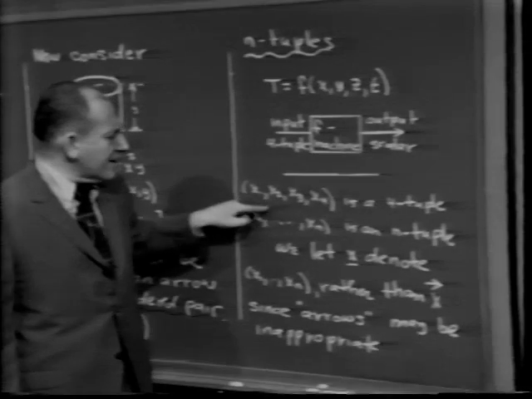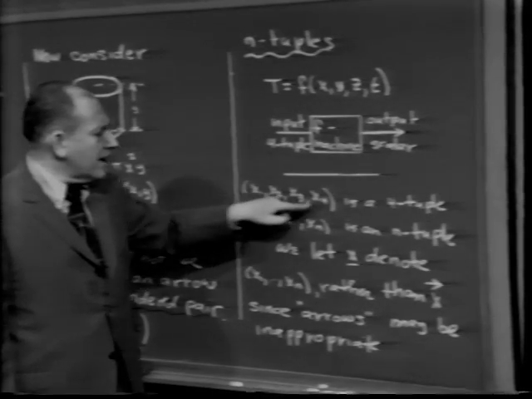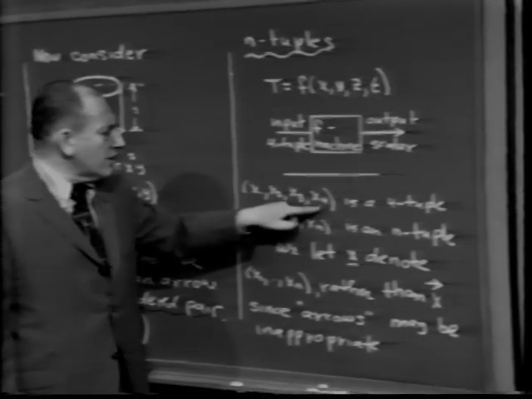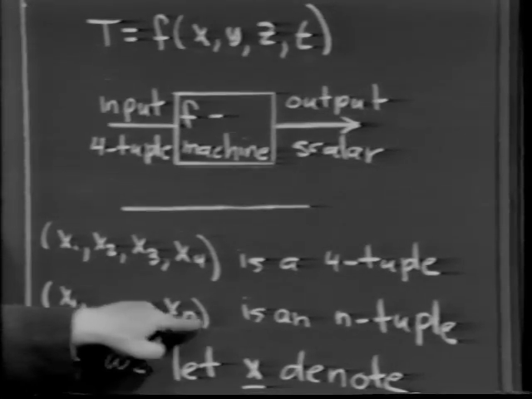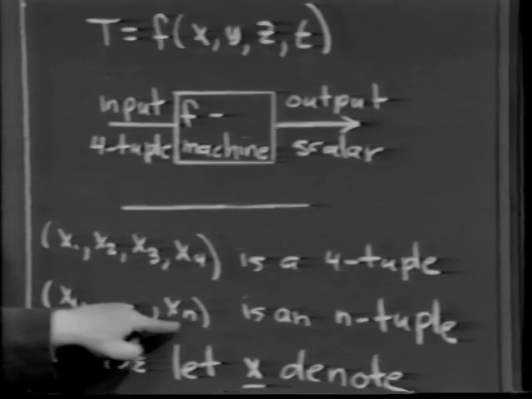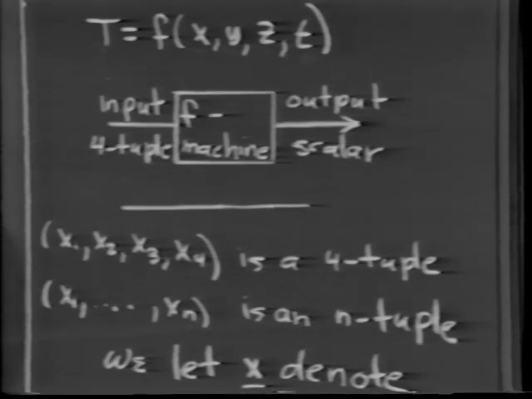In general, I think this subscript notation is much nicer, but in general, the idea is what? Given an ordered array of n numbers, x1 up to xn, we call that an n-tuple.